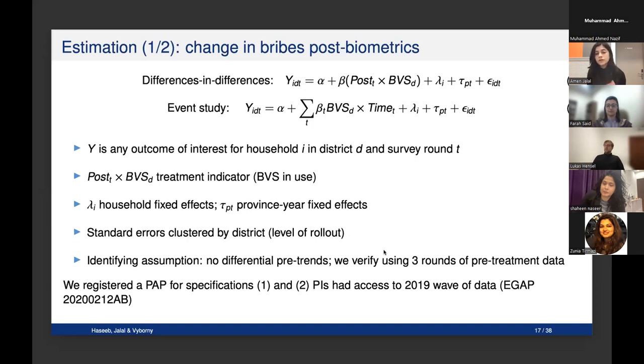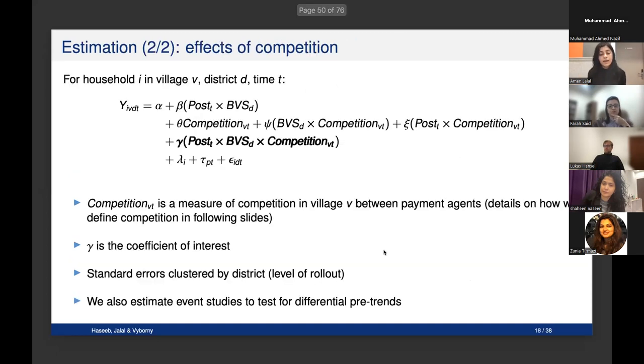Now we're going to take the specifications that you're seeing here, especially the difference in differences specification, and interact that with competition. What that'll give us, particularly gamma, will tell us the impact of the switch to biometrics on, for example, bribes in places that are more competitive relative to places that are less competitive, finally benchmarked against places that are not switched at all to biometrics. I'm going to say more about what we mean by competition here, but it's essentially going to be a village level measure. And again, very similar identifying assumptions apply.